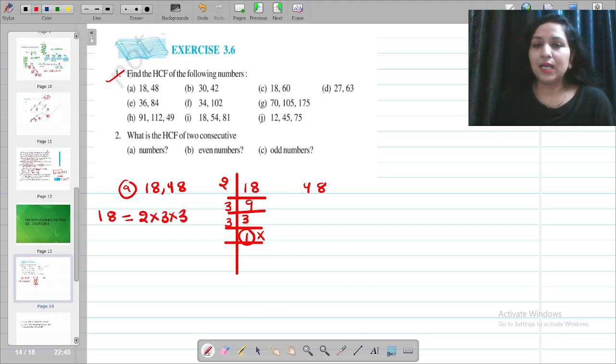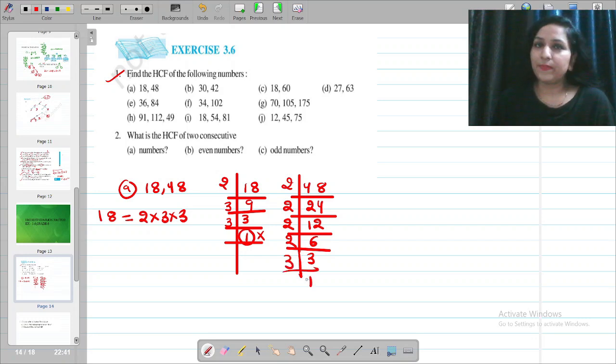Now we are having another number as 48. 48, it being an even number, it is divisible by 2. So 48 divided by 2 is 24. 24 divided by 2 is 12. 12 divided by 2 is 6. And 6 divided by 2 is 3. 3 divided by 3 is 1. Right? How many times 2 we have got? 4 times. So I can write 48 as 2 four times, along with 3.